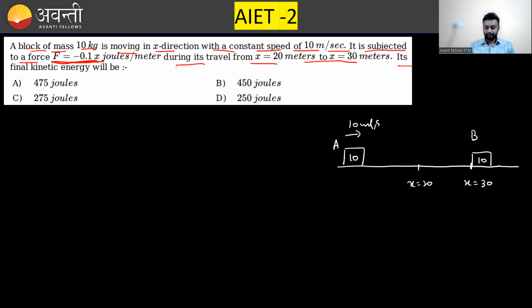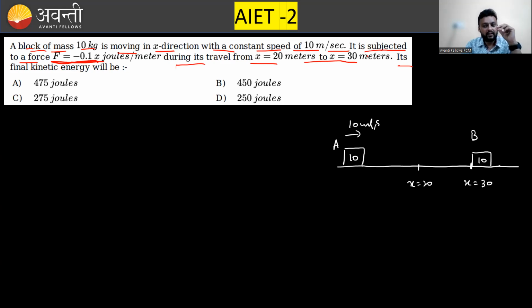Now, what I told you, the force is applied opposite to its motion. That means, can you see that its velocity will decrease? Its velocity will decrease, so final kinetic energy will be somewhat lesser than the initial kinetic energy. Yes, sir, that is very clear. Now, again, what can you do to get the kinetic energy? Now, recall again.